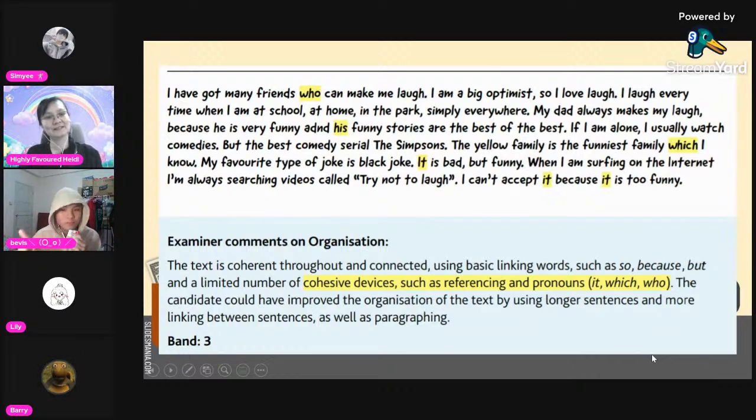I have got many friends who can make me laugh. I'm a big optimist, so I love to laugh. I laugh every time when I'm at school, at home, in the park, simply everywhere. My dad always makes me laugh because he's very funny and his funny stories are the best of the best. If I'm alone, I usually watch comedies, but the best comedy serial is The Simpsons. The Yellow Family is the funniest family which I know.